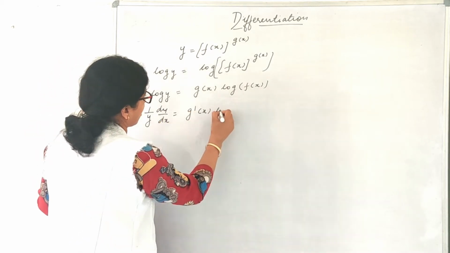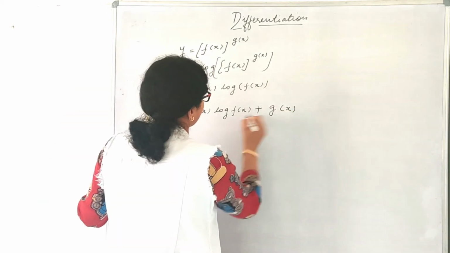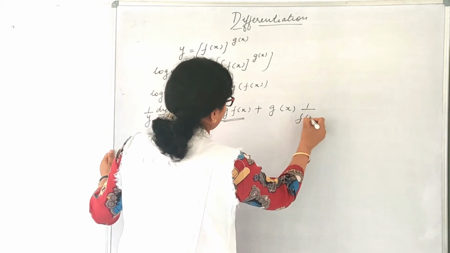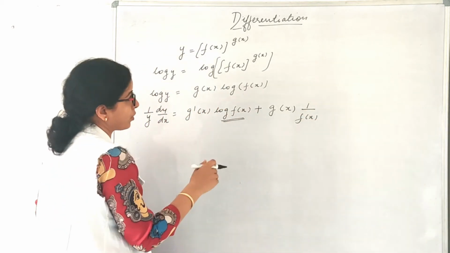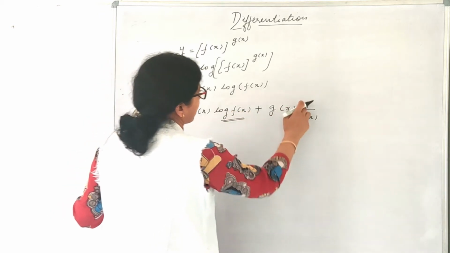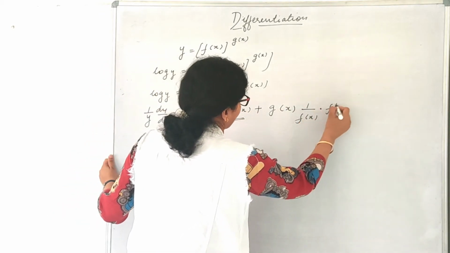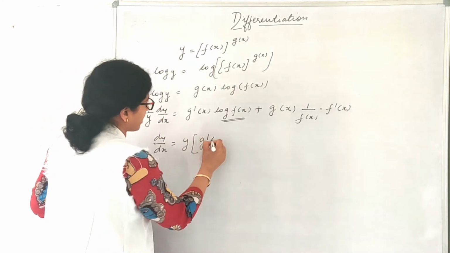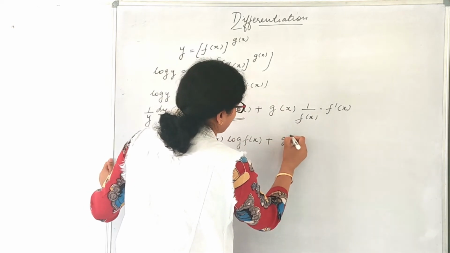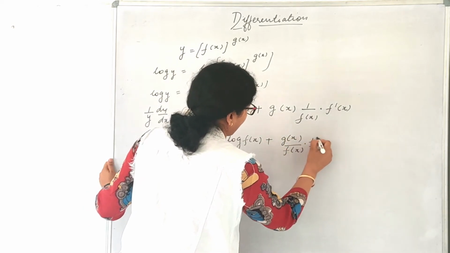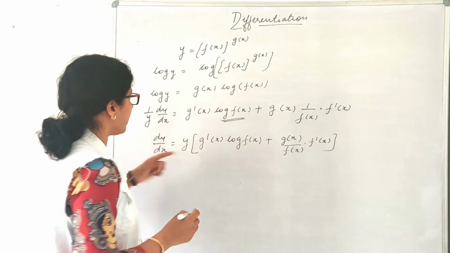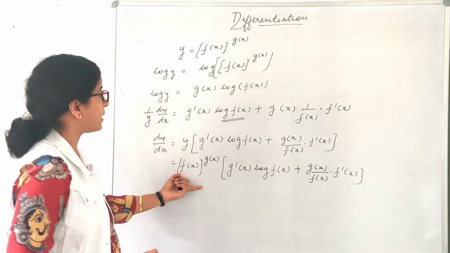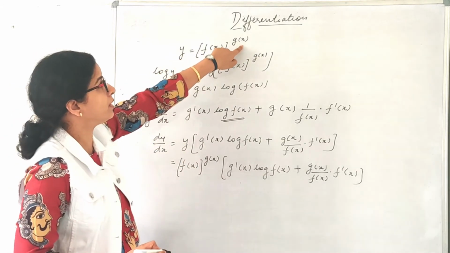g'(x) log of f(x) plus g(x) as it is, and we'll differentiate log of f(x). So what will it become? 1 upon f(x). The derivative of log x is 1 upon x, but here I have f(x), so 1 upon f(x) into f'(x). So dy by dx equals y times [g'(x) log f(x) plus g(x) upon f(x) into f'(x)]. Now we'll substitute the value of y, so it is nothing but f(x) to the power g(x). So this is my required derivative of the function f(x) raised to the power g(x).